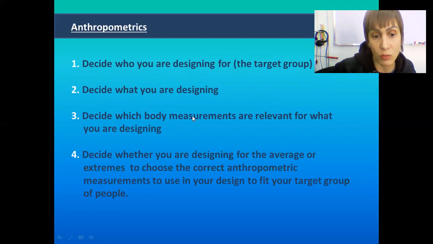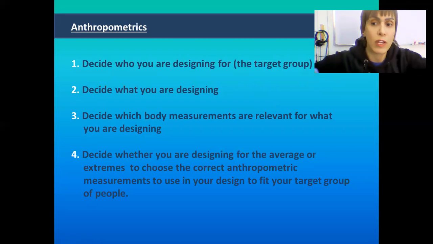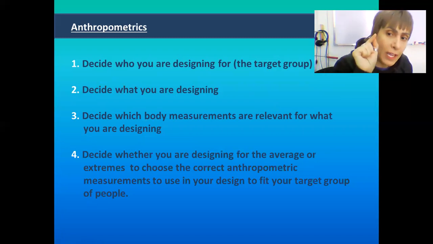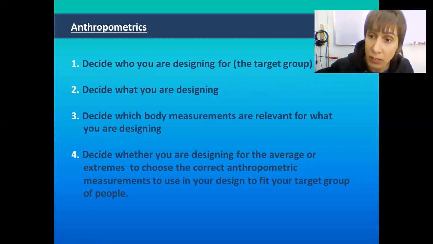You also need to decide which body measurements are relevant for what you are designing. Which body measurements? Do you need the head? Do you need the hands? Do you need only one finger? Do you need the leg? Do you need the feet? Because in anthropometrics, as I said, they measure the whole body and they include all the data. But you must select, I need this and I need that for my design. I don't need all of the data to use it all the time. It depends on what you are designing. So this is related to which body measurements are relevant.